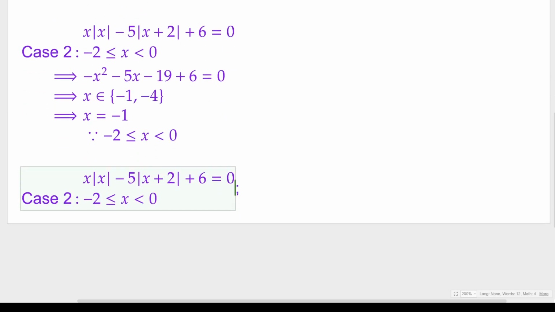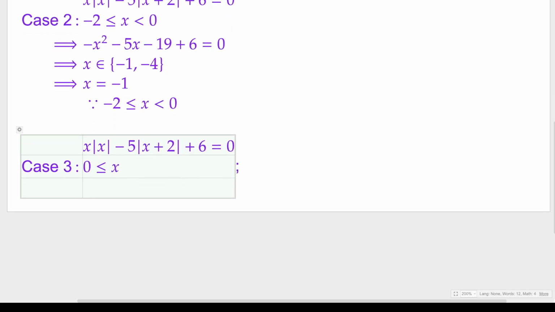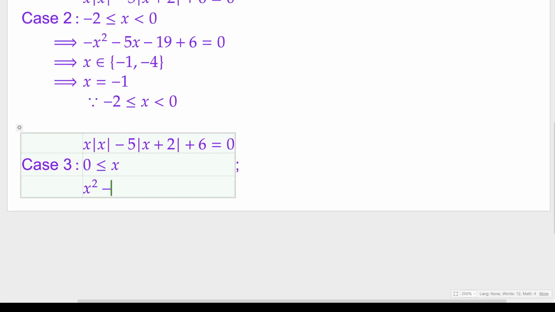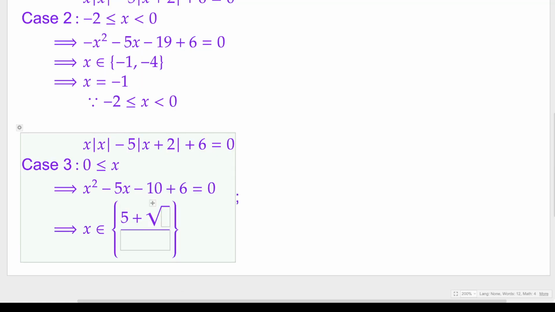Now case 3 will be the situation when x is greater than or equal to 0. So let us go ahead with this one. This will expand as x square minus 5x minus 10 plus 6 is equal to 0. If I apply the quadratic formula, x belongs to these two numbers: 5 plus or minus square root of 41, positive and negative both, over 2.